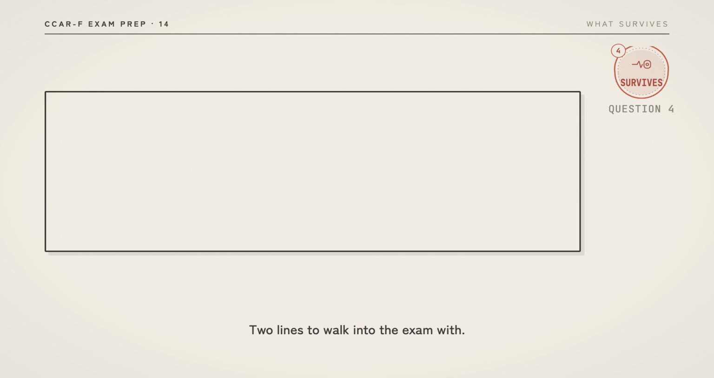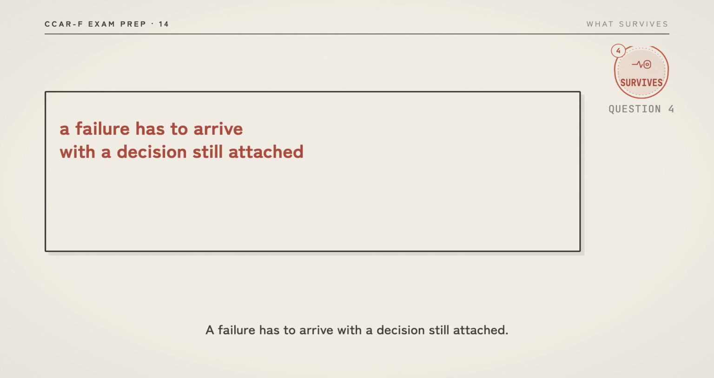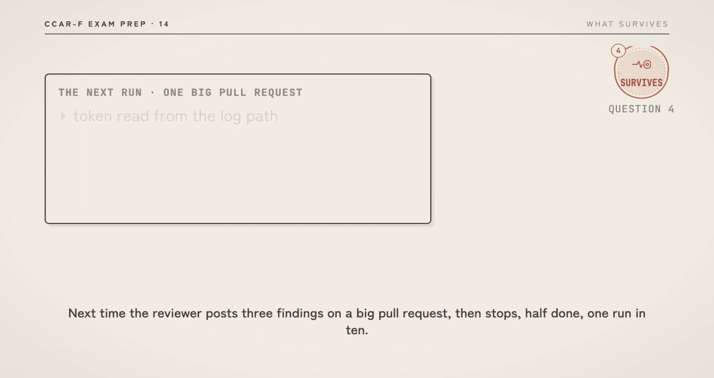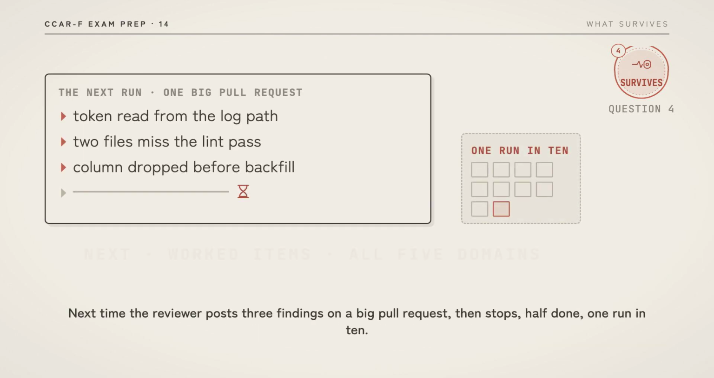2 lines to walk into the exam with. A failure has to arrive with a decision still attached. And if a restart can't read it, it didn't survive. Next time the reviewer posts 3 findings on a big pull request, then stops half done, 1 run in 10.